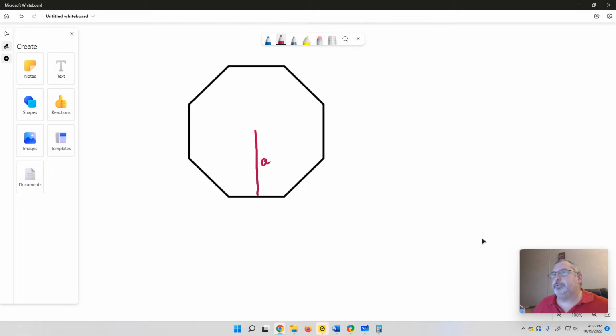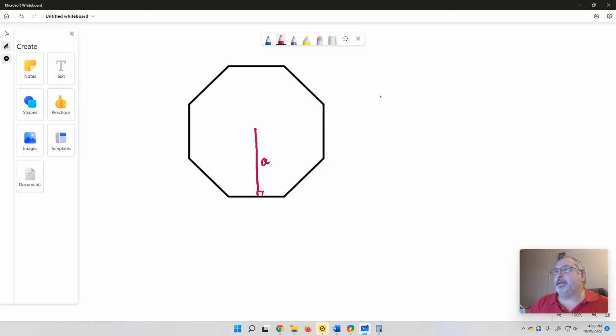I'm going to show you how to find the perimeter of a regular polygon if you're just given the apothem. Remember, the apothem is just the distance from the center of any regular figure perpendicular to one of the sides. So that's the apothem right there. This is similar to one of the exercises in your lesson.